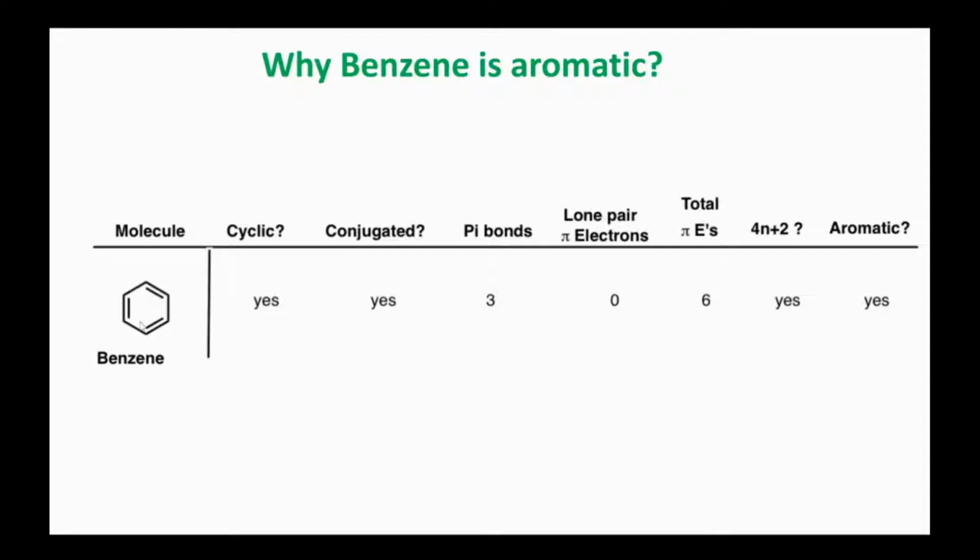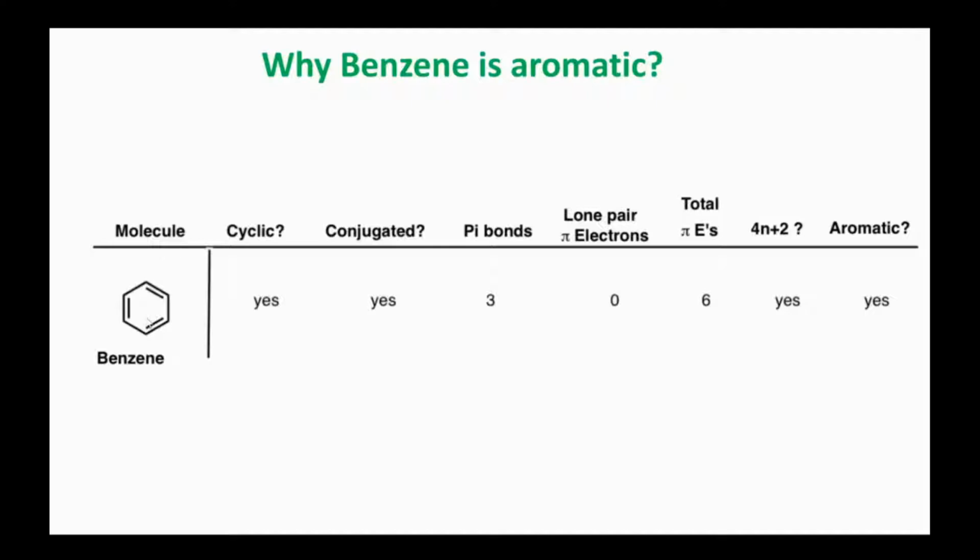And then ask yourself the next question: how many lone pairs or pi electrons does it have? 0. There are no lone pairs in this compound. Maybe later on we will see more examples where you can see lone pairs. These are pi electrons inside the benzene, but we are talking about lone pairs. Hence, it does not contain any heteroatom, and carbon has fully saturated valency. That's why it does not have lone pairs.